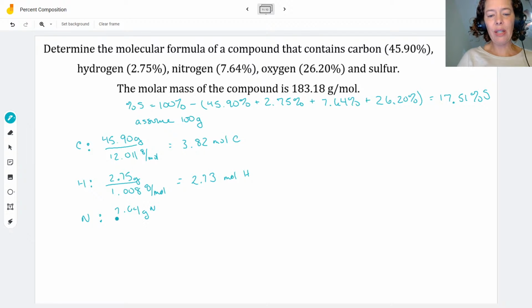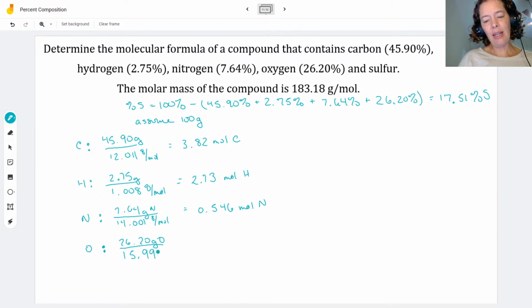7.64 grams of nitrogen over that molar mass, grams per mole, and that gives us 0.546. Okay, nitrogen is done. Now we have oxygen. That is 26.20 grams over its molar mass, 15.9994. And this gives us 1.64 moles of oxygen. We have one more.